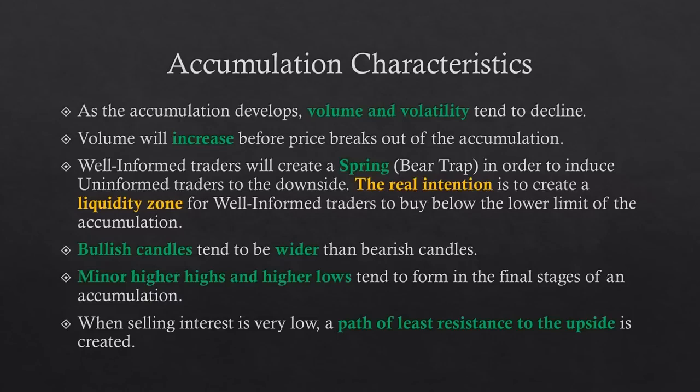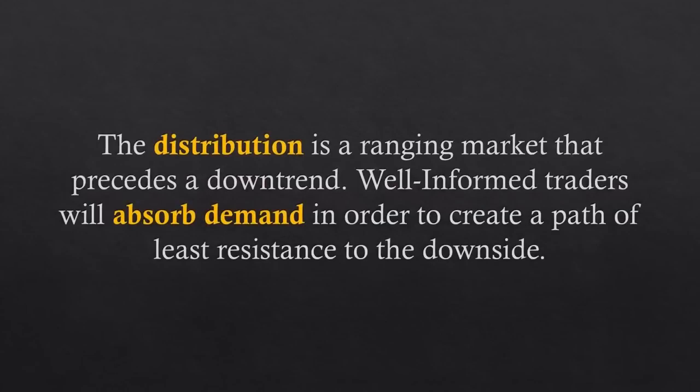Let's now take a look at the details of the distribution. The distribution is a rangy market that precedes a downtrend. In other words, the distribution is the market phase where large traders will absorb demand, which we can see as the cause of the downtrend that will follow, known as the effect. It logically means that if large traders create the distribution, the uptrend that precedes it is in control of uninformed traders. As the market is driven up by uninformed traders, large, well-informed traders gradually absorb demand in order to create a lack of interest to the upside.